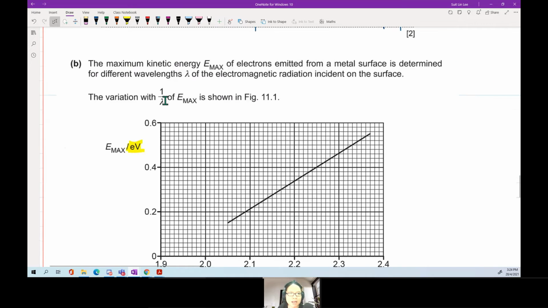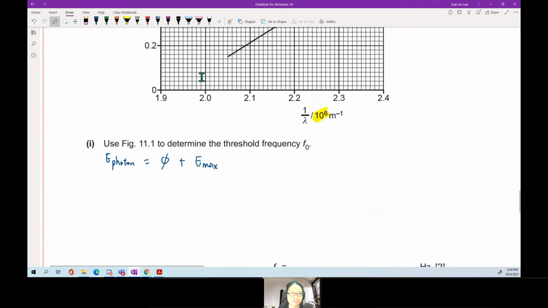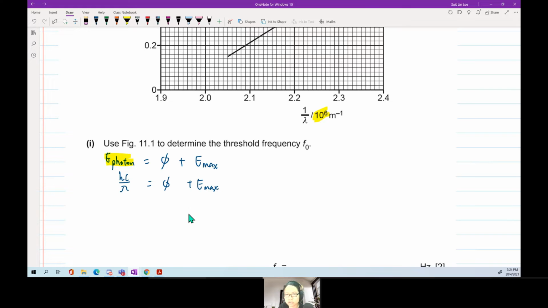This wavelength lambda here is the wavelength of the EM radiation. So it is the wavelength of this photon. So I can rewrite this as E is equal to hc over lambda, work function plus Emax. Now you hold on to your horses first. I know you're very excited and you want to rearrange. But how do we find threshold frequency? Threshold frequency is related to minimum frequency, which is related to work function.